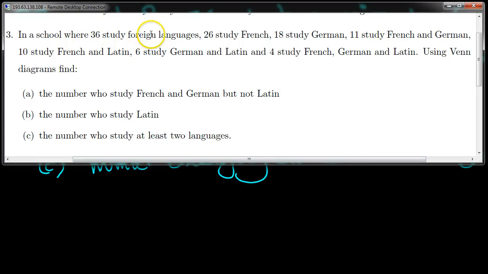In a school where 36 study foreign languages, 26 study French, 18 study German, 11 study French and German, 10 study French and Latin, 6 study German and Latin, and 4 study French, German and Latin. Using Venn diagrams, find the number who study French and German but not Latin, the number who study Latin, the number who study at least 2 languages.